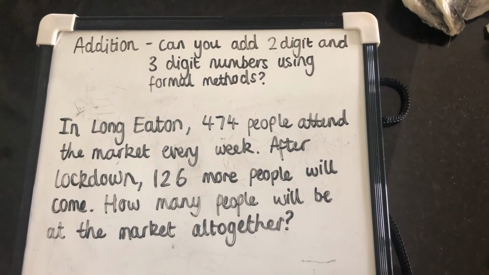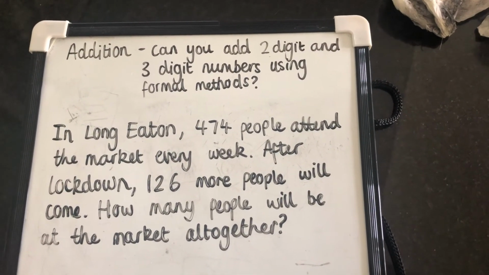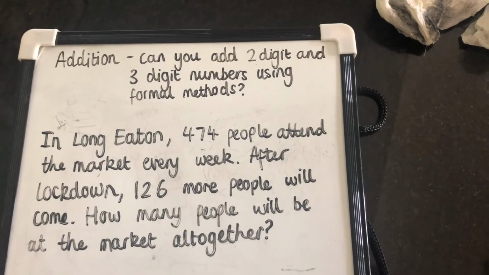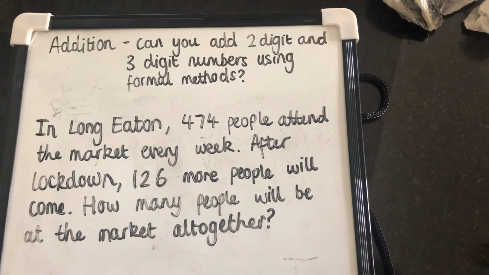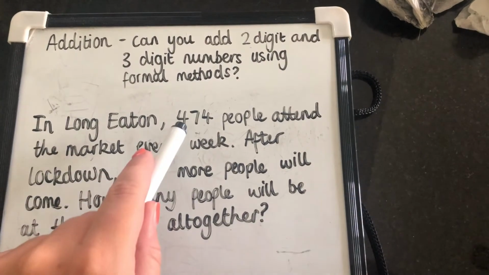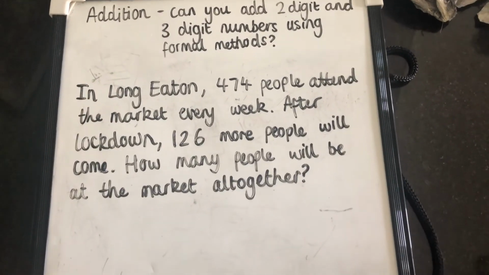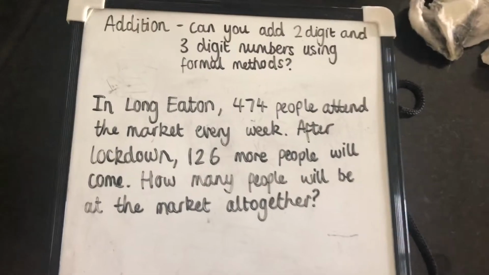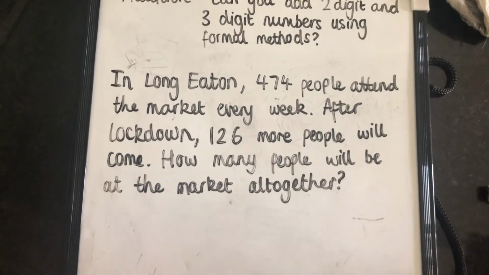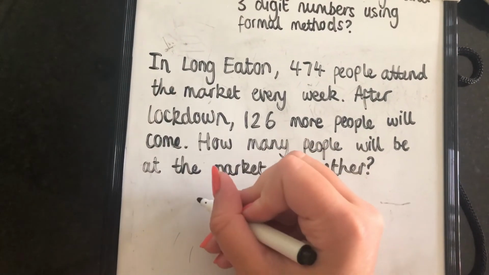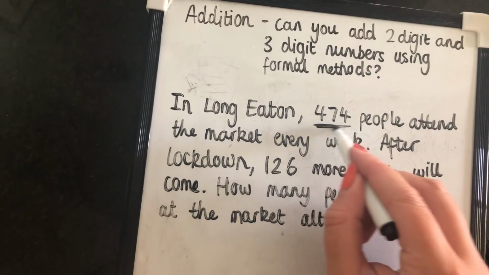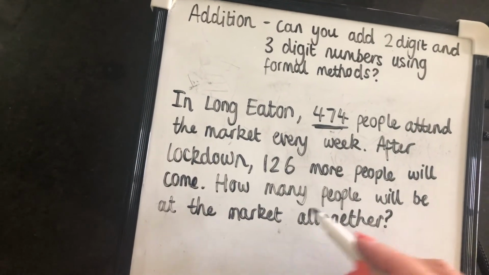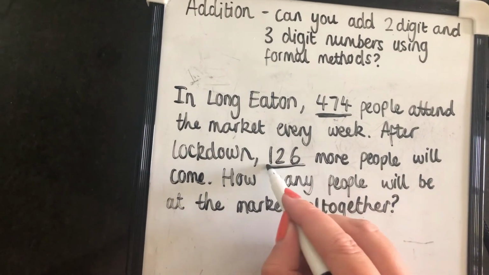So in Long Eaton, 474 people attend the market every week. After lockdown, 126 more people will come. How many people will be at the market altogether? So normally 474 people go, but after lockdown, 126 more people will come. So how many will there be altogether? Let's underline our key numbers. So 474 people. After lockdown, 126 more people will come.